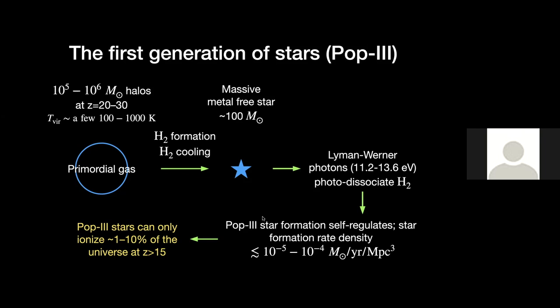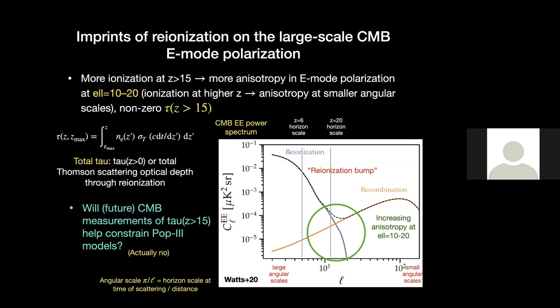So we estimate that POP3 stars can only ionize the universe at a redshift larger than 15 to about 1 to 10% level. So the rest of the reionization process is completed by POP2, the metal-enriched stars. So how does POP3 reionization leave an imprint on the CMB?